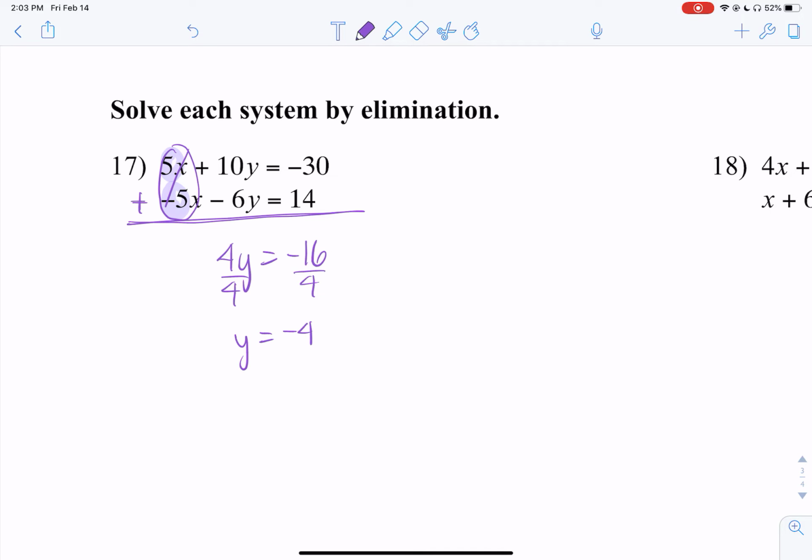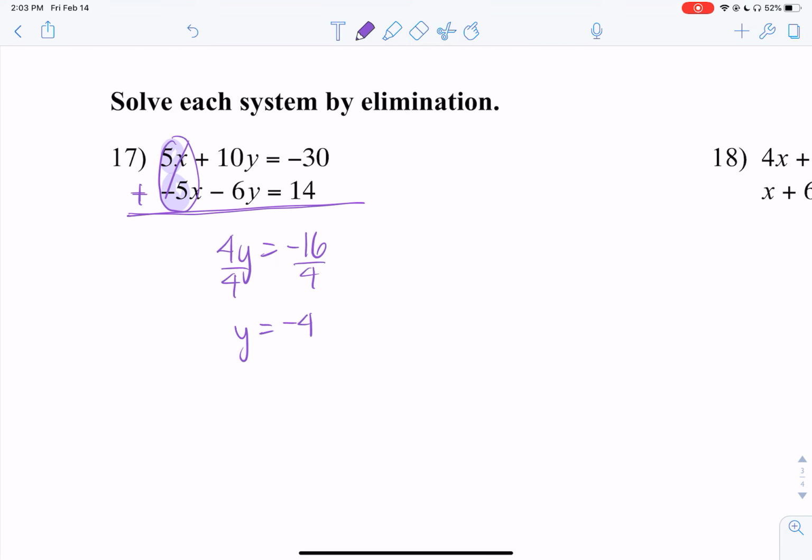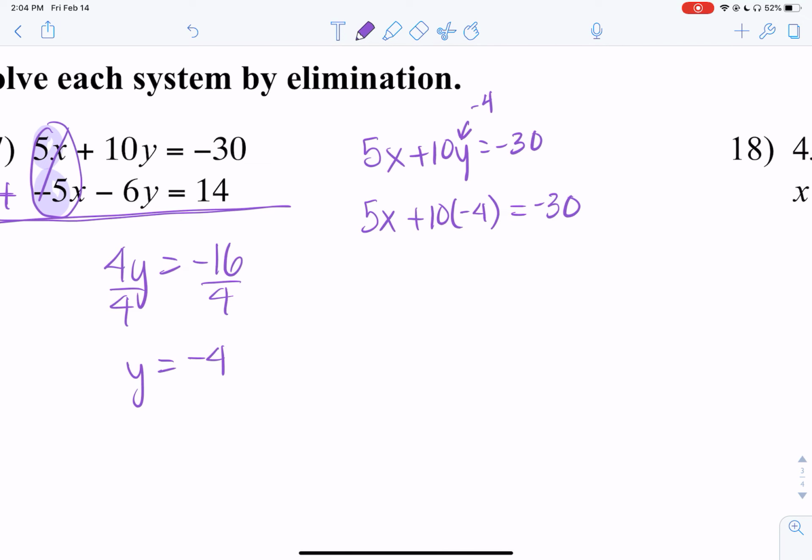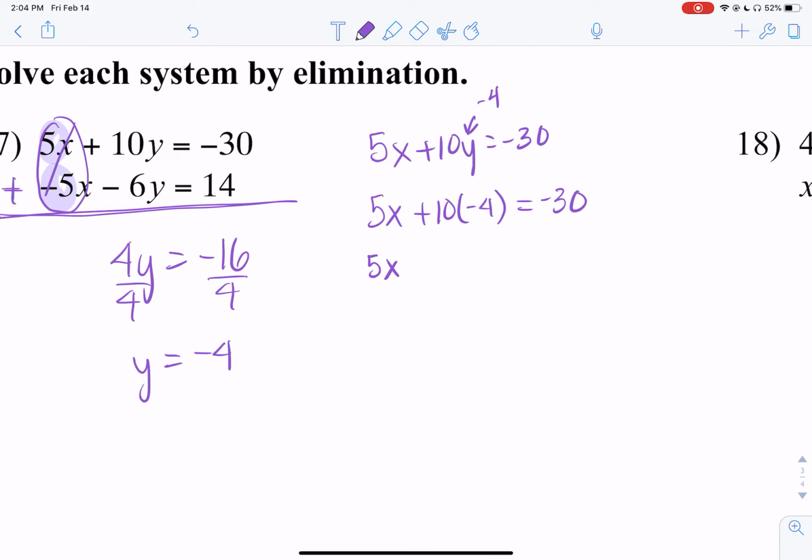Now, to figure out the value of x, what we need to do is use the top equation. So I'm going to write the top equation, 5x plus 10y is equal to negative 30, or the bottom one, doesn't really matter. I'm going to substitute in the number negative 4 for y. So 5x plus 10 gets multiplied with negative 4, and now that's going to equal negative 30. So 5x minus 40, multiplying these two numbers together, that gives me negative 40, is equal to negative 30.